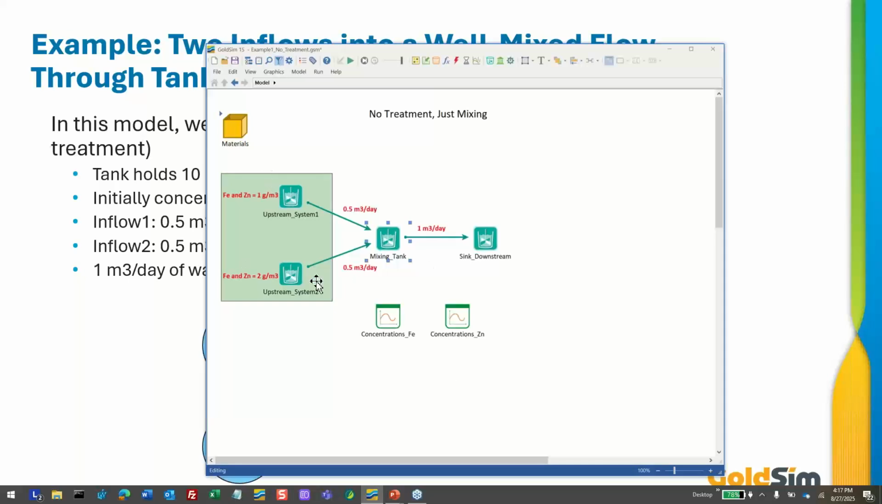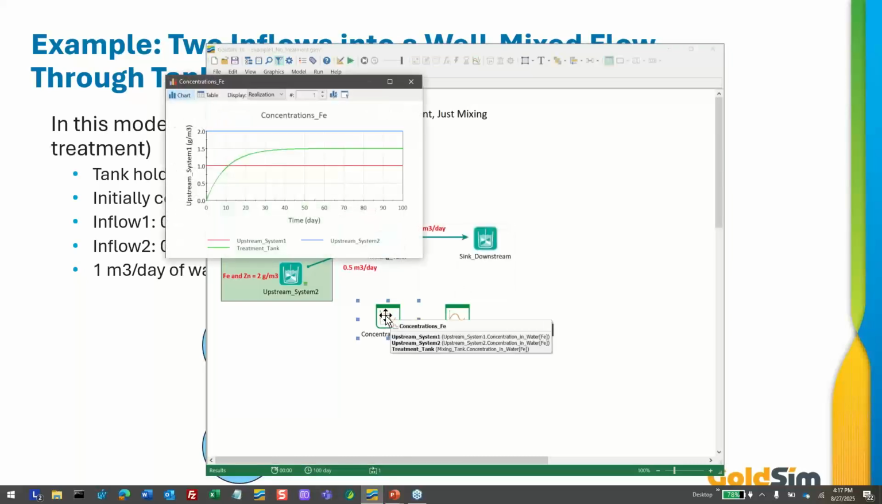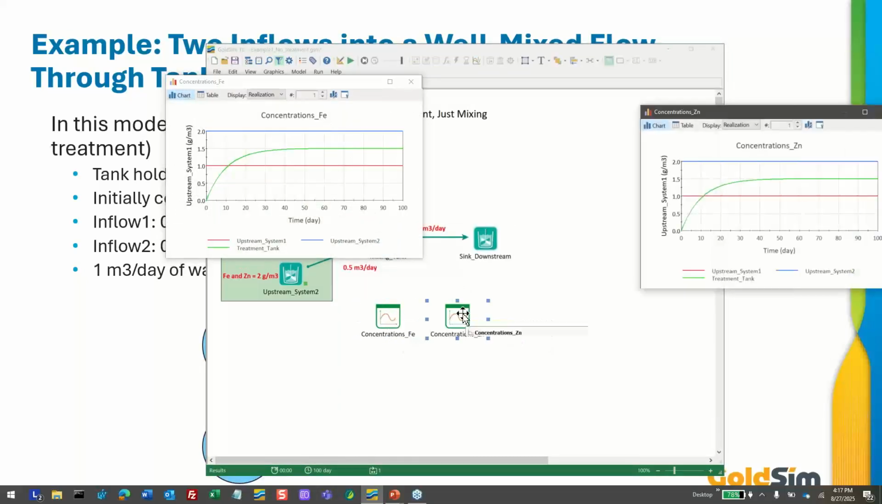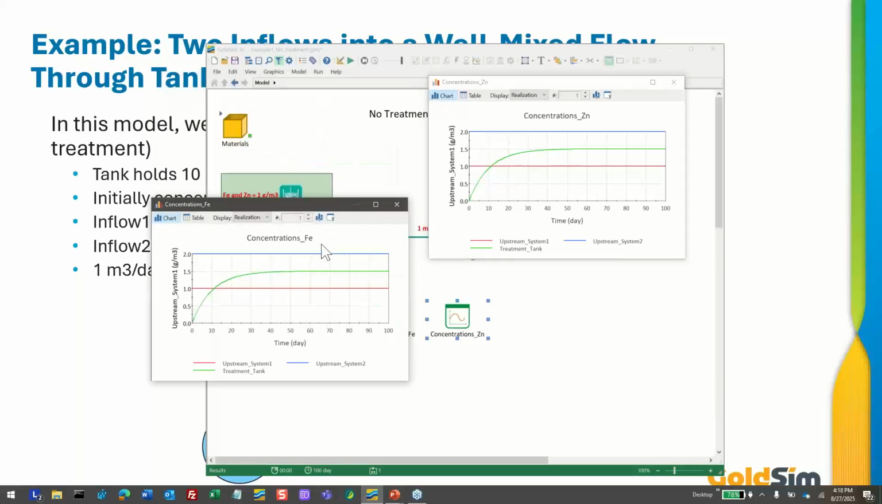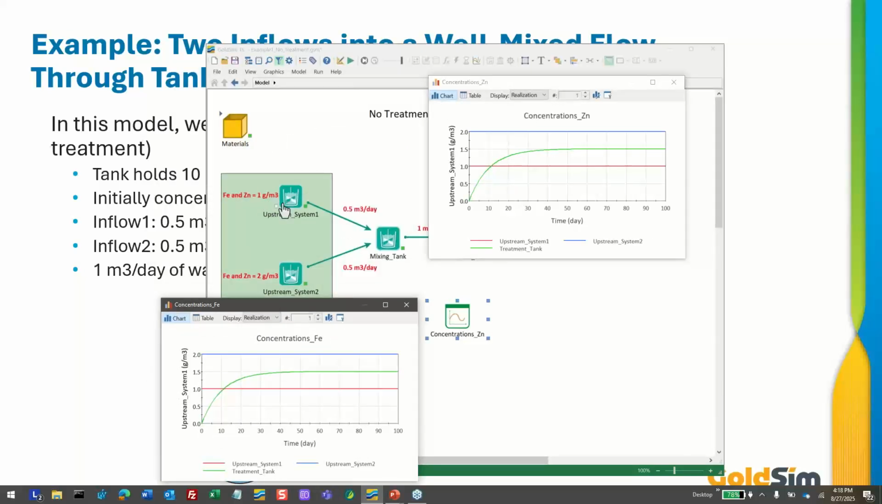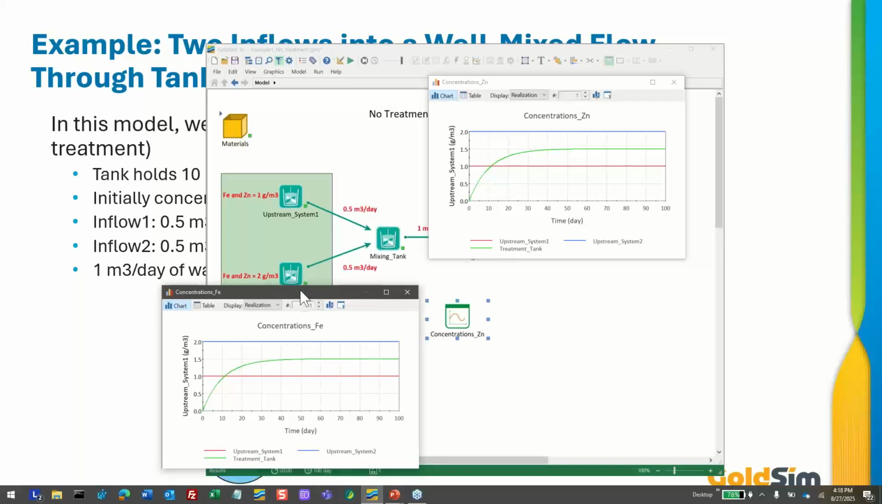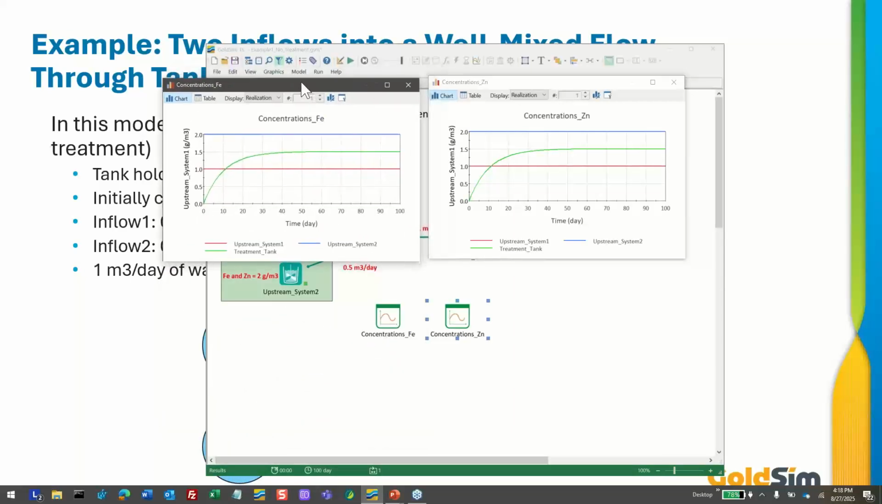All GoldSim is going to do is the mixing here. So if I run this model and look at the iron concentrations, for example, and we'll look at them both at the same time. Here's the zinc concentrations. Remember, they were the same upstream concentrations. We had 1 gram per cubic meter of iron and zinc in one source, and 2 in the other source, equal flow rates.